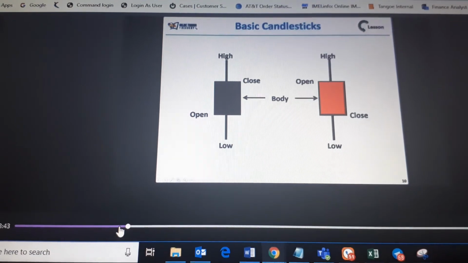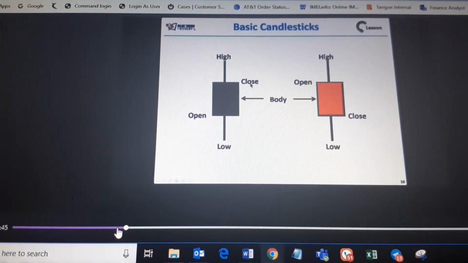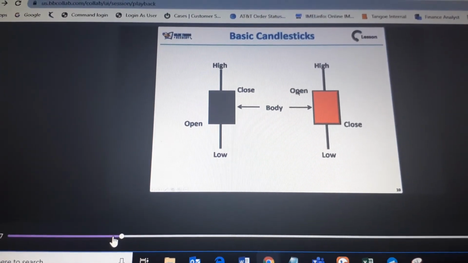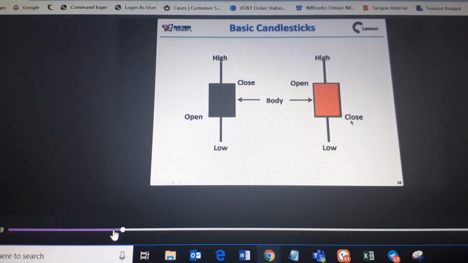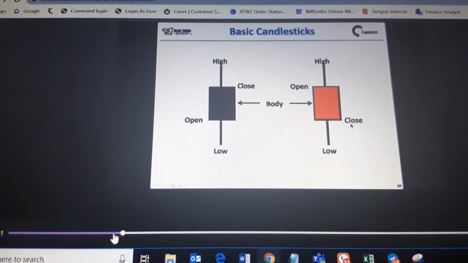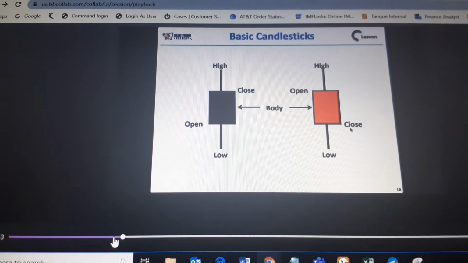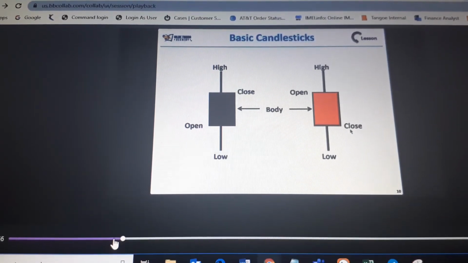Candle opens at 100, closes at 105. So it is showing you buying pressure. Candle opened at 100, it closed at 95. So it's showing you bearish pressure, so the color will be red.